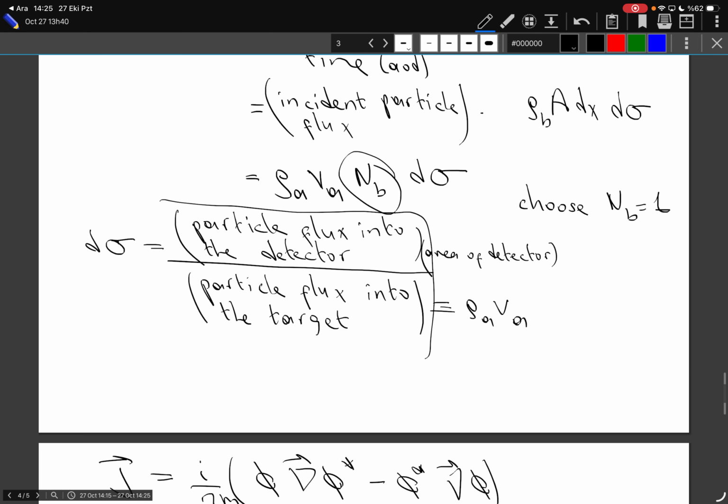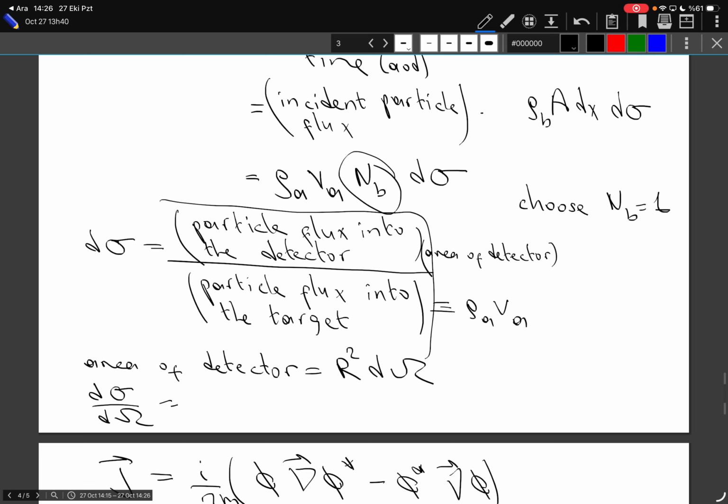Okay, this is the area. dσ is the area of the detector times all that thing, because the area of the detector will be r squared dΩ. So now this allows me to calculate dσ/dΩ, which is the ratio of flux times that r squared factor.